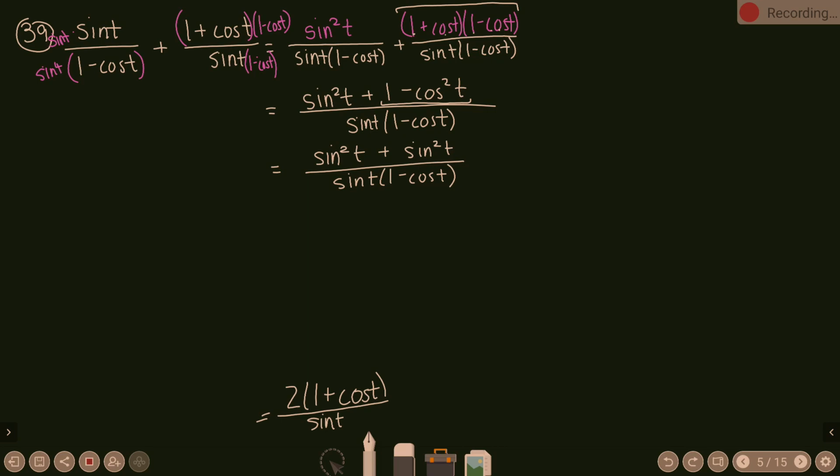Clean up your numerator. What's sine squared t plus sine squared t? 1 sine squared t plus 1 sine squared t is 2 sine squared t over still sine t times 1 minus cosine t. I promise we're getting close. I don't know if you see it personally or not, but I promise we're getting there.